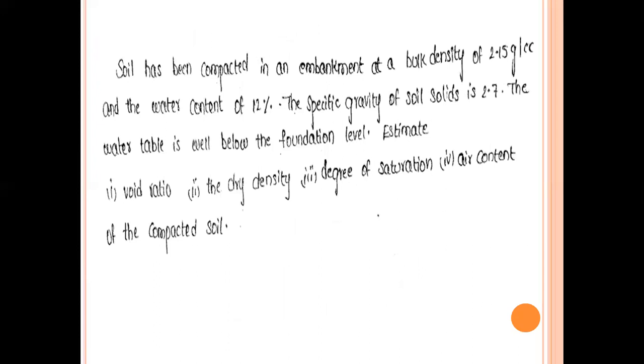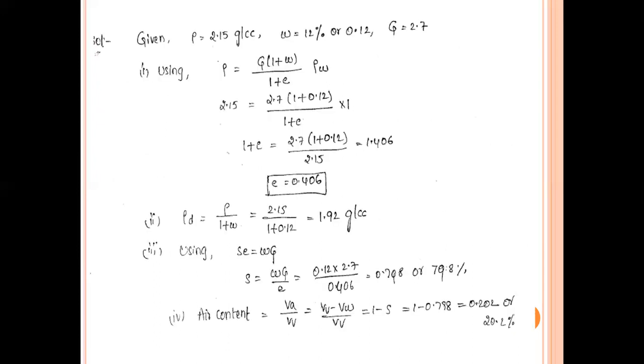Next one, dry density. Dry density is indicated as rho D equal to rho divided by 1 plus W. Rho is 2.15 gram per cubic centimeter. Substitute and divide by 1 plus water content, which is 0.12. Then finally dry density rho D equal to 1.92 gram per cubic centimeter.